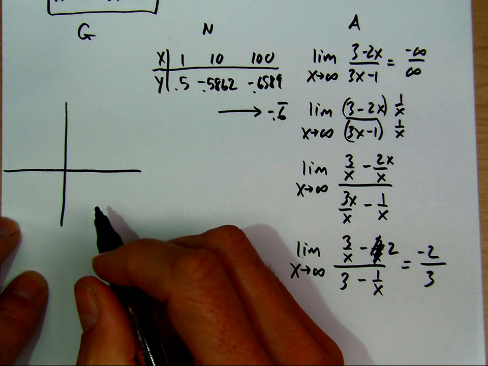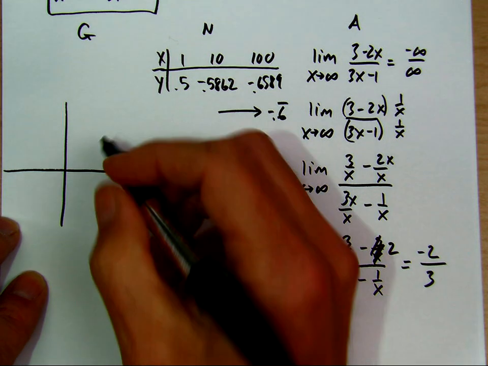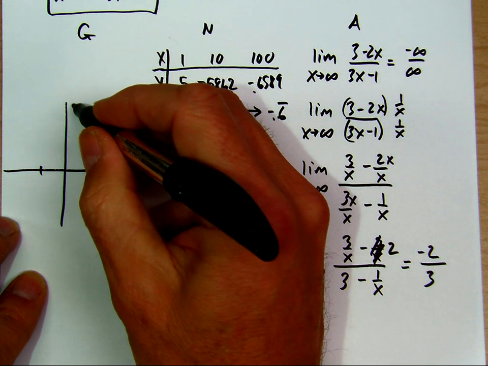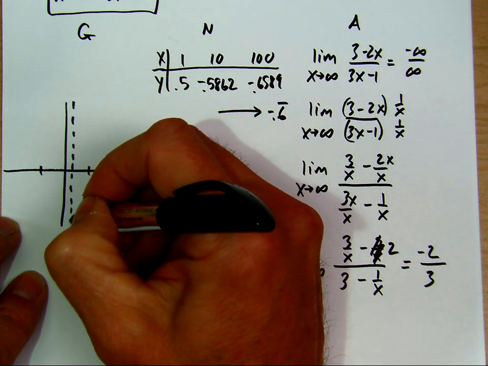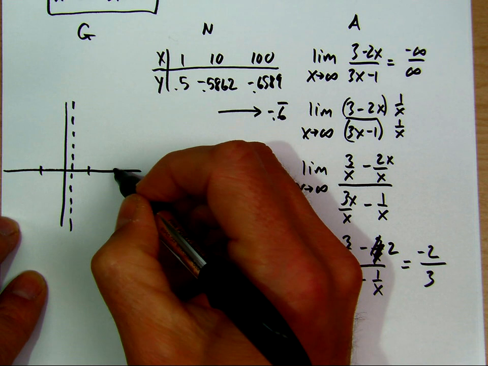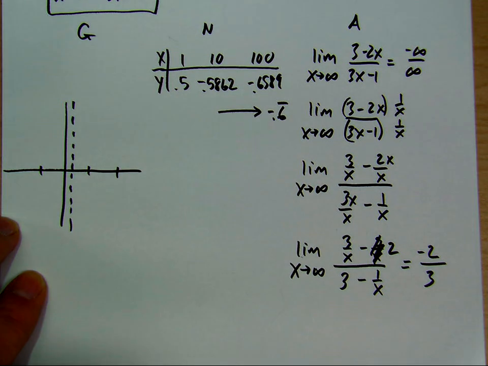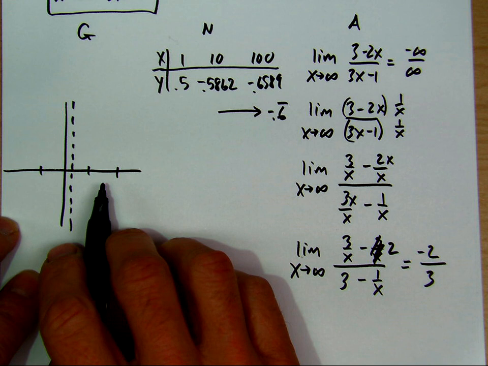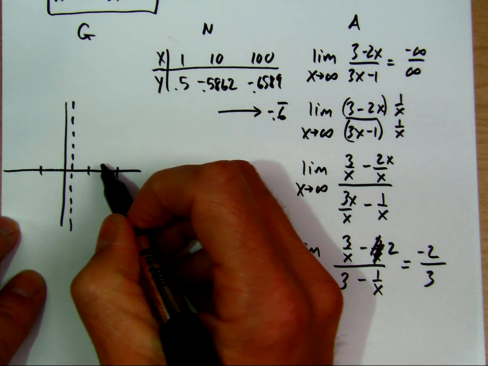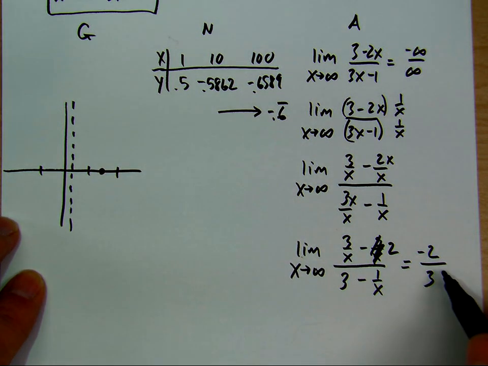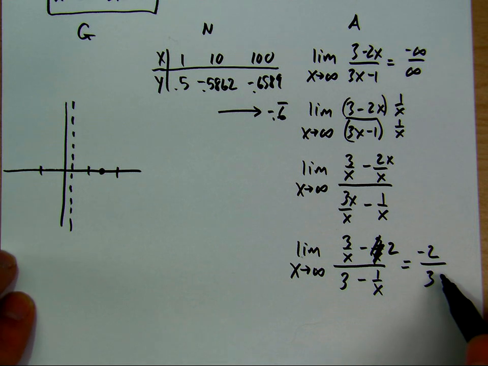All right, we have a vertical asymptote at positive 1/3, and the x-intercept is at 3 over 2, 1.5. Here we see that the horizontal asymptote is at negative 2/3.